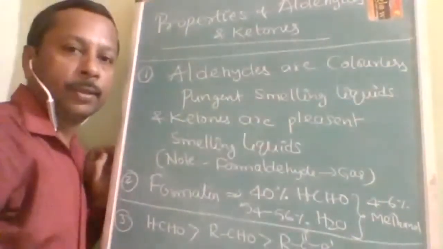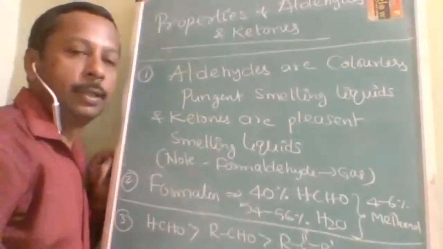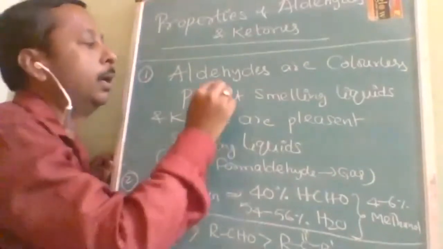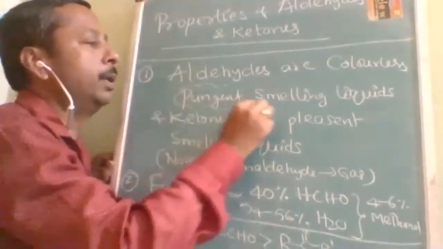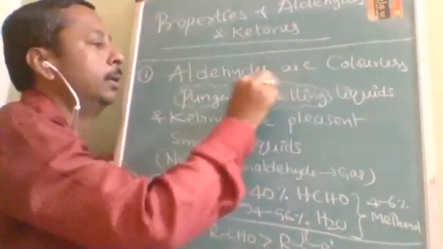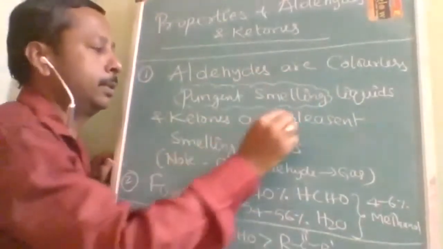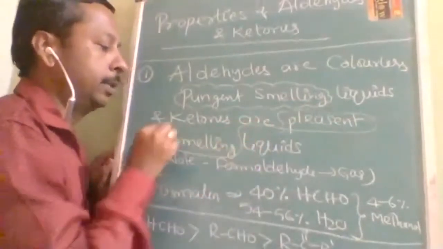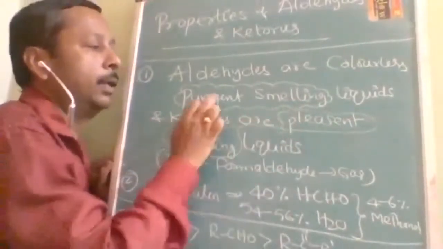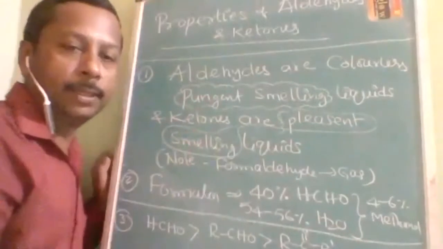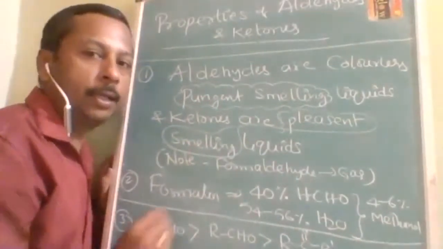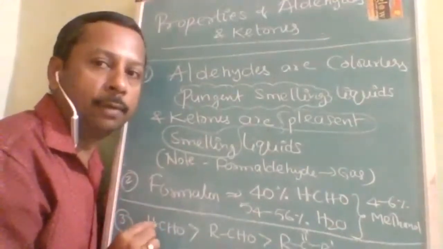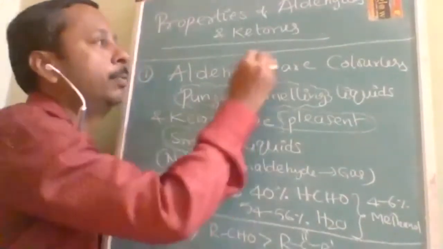So the very first point is there is a small difference between the aldehyde and ketone. Aldehydes are pungent smelling, whereas ketones are pleasant smelling liquids. There is a pungent smell, there is a pleasant smell. Smell is there, and both are liquids only. So the question will be why they are liquids. The liquid nature is due to dipole-dipole attraction.